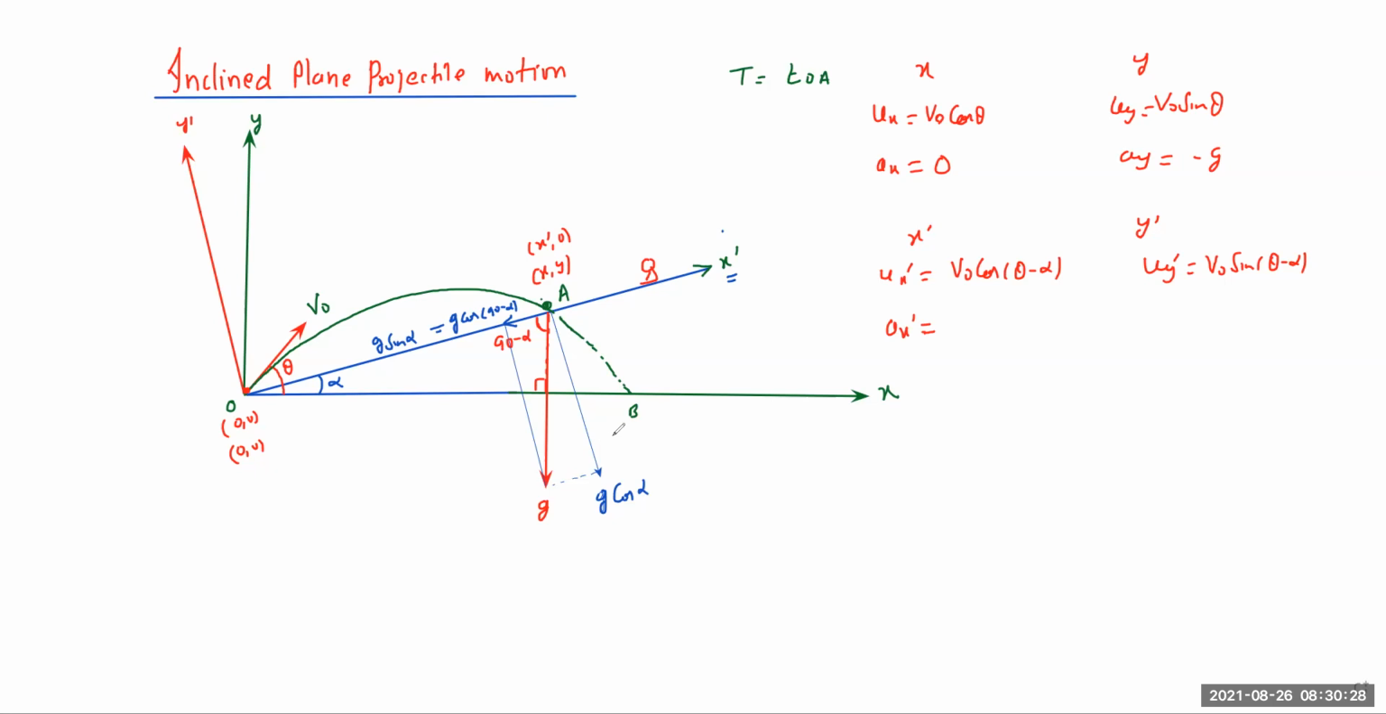So both are negative. If I ask you what is ax dash, the answer will change from 0 to minus g sin alpha. What is ay dash? The answer is minus g cos alpha. Now this is a very important part of projectile motion. We cannot just jump to say the acceleration is zero. We need to see the vector and we need to resolve the vector.